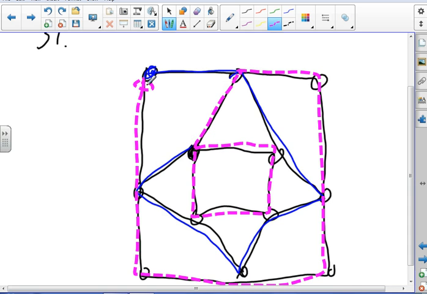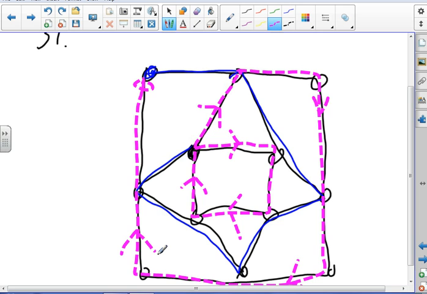Okay, good enough. Maybe we should add some arrows going that way, that way, that way. All right, well, that's 31. I'm not sure I want to do 35 yet. Maybe I do.